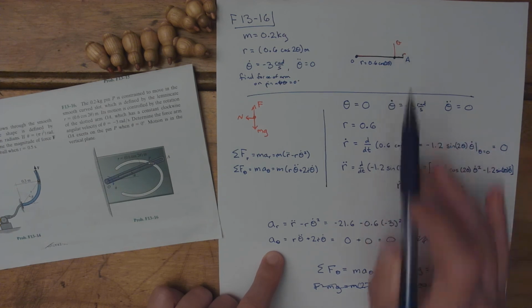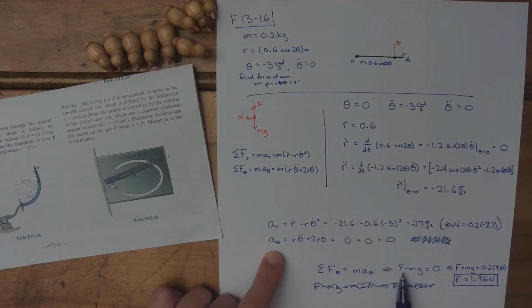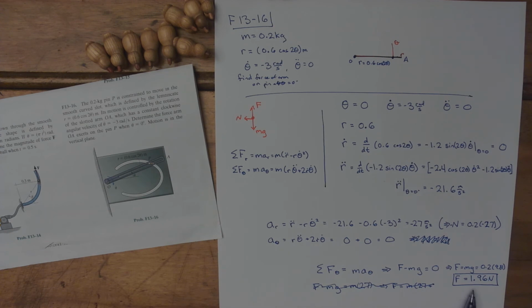This is the transverse direction. Summing up the forces in the transverse direction, I have F minus mg is equal to 0. Therefore, the force, which we're looking for, is just equal to m times g. So the force that arm OA exerts on pin P is 1.96 newtons.